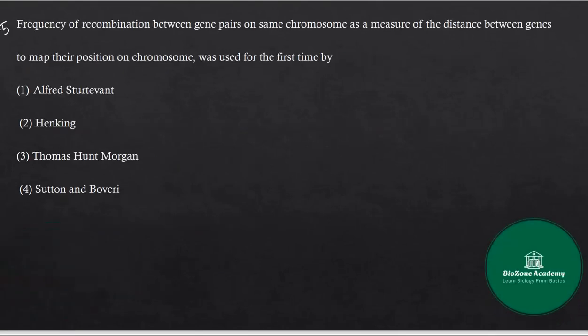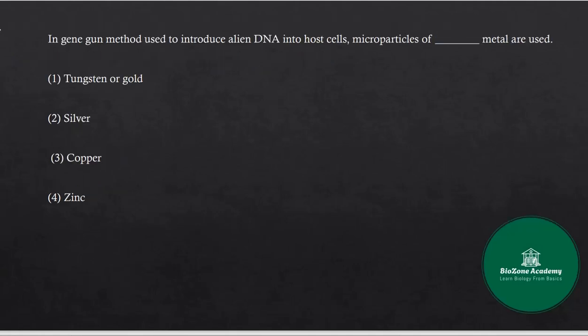Next, frequency of recombination between gene pairs on the same chromosome as a measure of distance between the genes, to map their position on the chromosome, was used for the first time by Alfred Sturtevant, Henking, Thomas Hunt Morgan, Sutton and Boveri. The correct option is Alfred Sturtevant. The next question: in the gene gun method used to introduce alien DNA into the host cell, microparticles of dash metal are used. The options are tungsten or gold, silver, copper or zinc. The correct option is tungsten or gold.